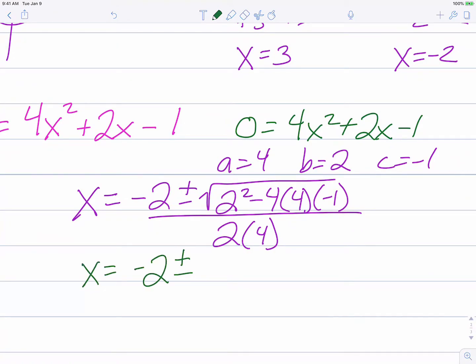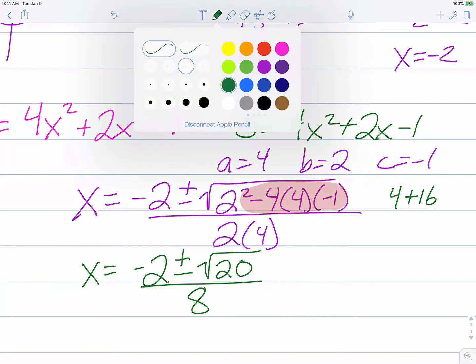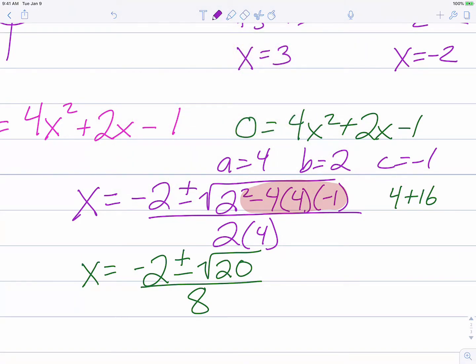Now let's figure out what's underneath the square root. 2 squared is 4. I'm going to do some work on the side. Then negative 4 times negative 1: negative 4 times 4 is negative 16, times negative 1 is plus 16, which means the number underneath my square root is 20, and over 8. Now the square root of 20 is not a whole number.